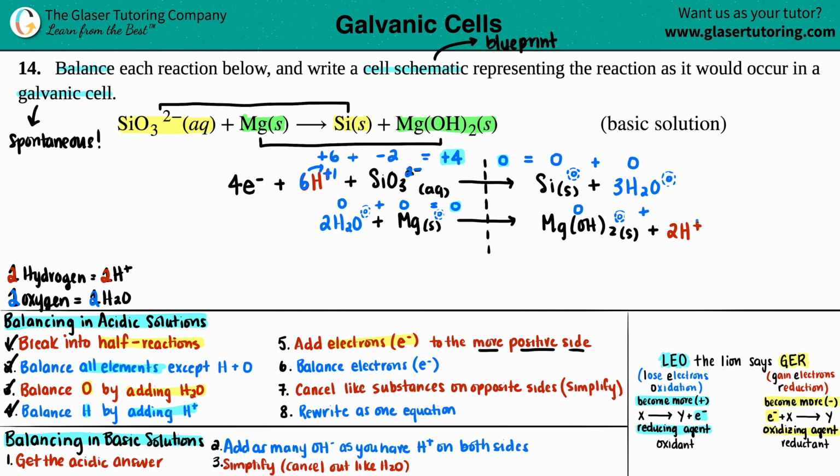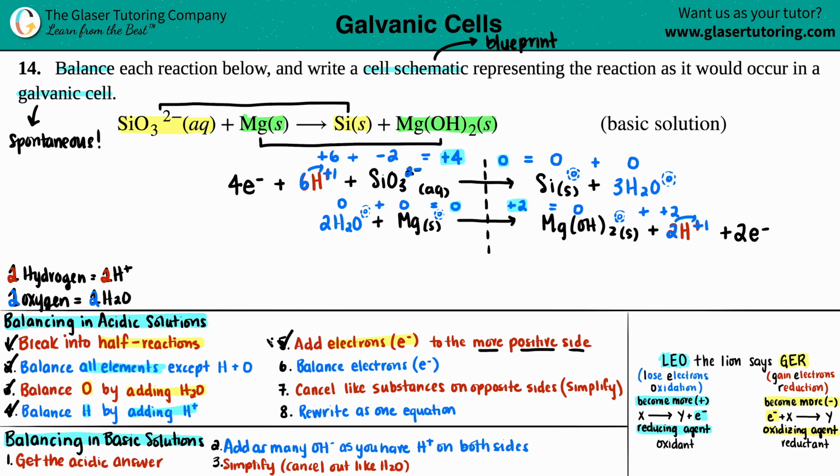Plus, I have a +1, but I have 2 of them. So 2 times a +1 is a +2. And 0 plus 2 is an overall charge of a +2. Add your electrons to the more positive side. 2 is more positive than 0. So I know that my electrons have to be on this side. And I'm 2 slots away from 2 to 0. So I add 2 electrons. And now I'm done with step 5.